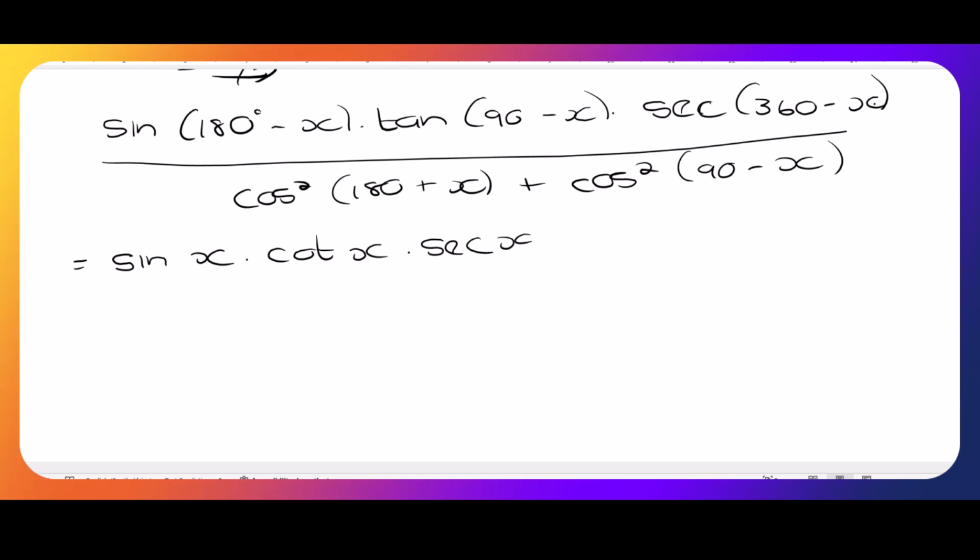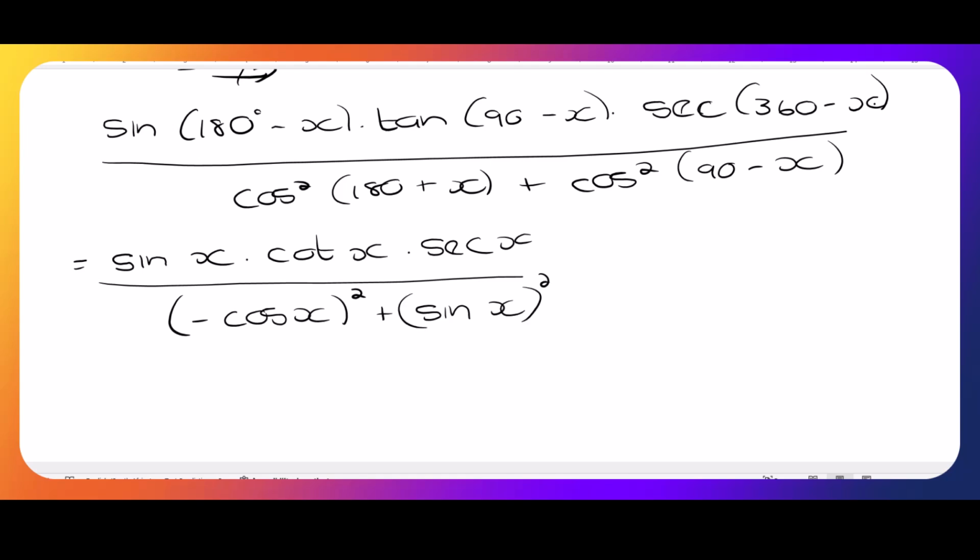Cos 180 plus x. 180 plus x gives me quadrant number 2, and it's negative in quadrant number 2. So that will be cos x, but remember to put your square on the outside. Plus, we have the cos 90 minus x. That means it's quadrant number 1, and because it's a 90, it changes to sine. So I'm going to have sine x squared.